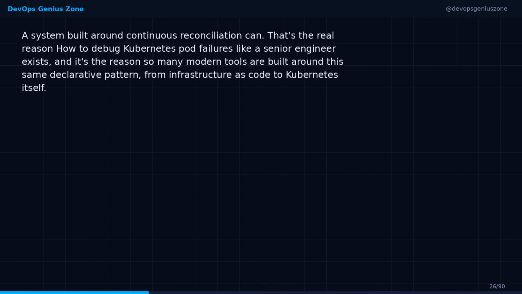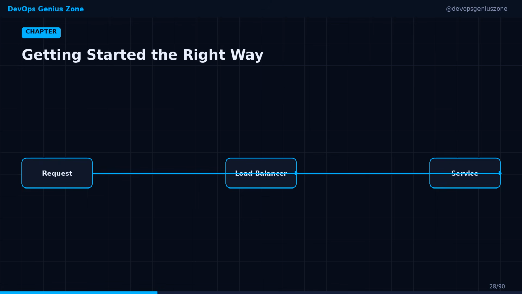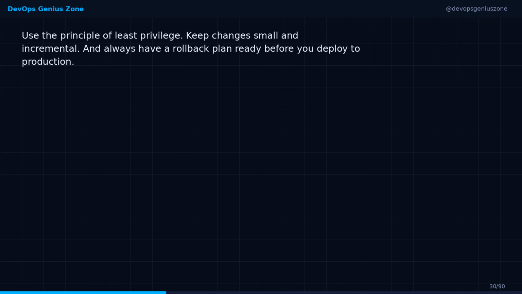Getting started the right way matters more than most engineers realize. Before you touch any configuration, understand your requirements. Version control everything. Use the principle of least privilege. Keep changes small and incremental. And always have a rollback plan ready before you deploy to production. I've seen so many engineers skip these steps with how to debug Kubernetes pod failures like a senior engineer and later regret it when they can't recover from a failed deployment. Your future self will thank you. I always tell my mentees, if you can't draw the architecture on a whiteboard, you're not ready to implement it.